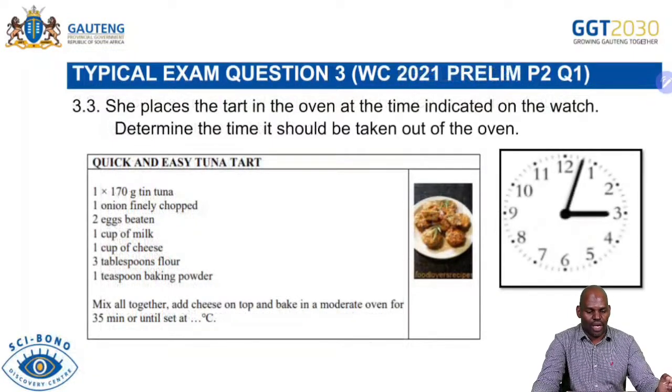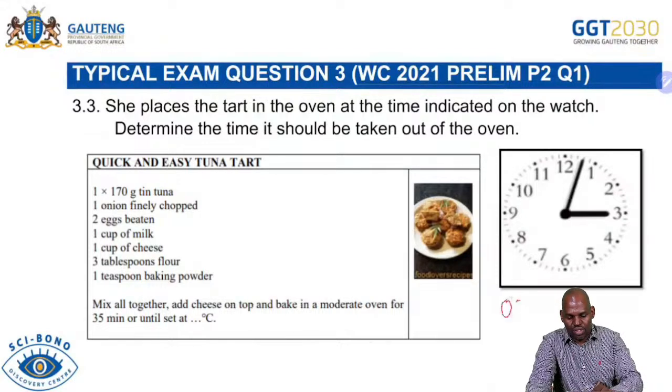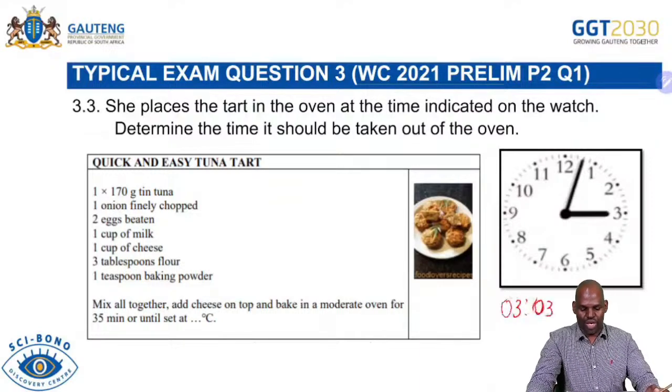Okay, then the next question is, she places the tart in the oven at the time indicated on the watch. Determine the time it should be taken out of the oven. Okay, so if we look at the time that is indicated here, it's about 1, 2, 3. It's about 3 minutes after 3. So this is 3:03.